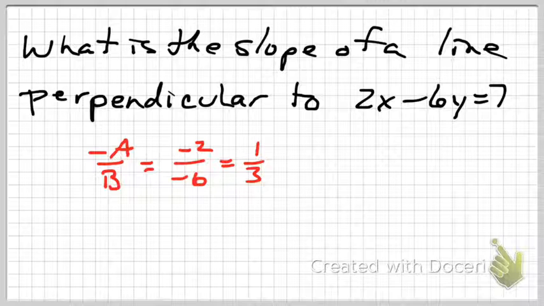1/3. Using my opposite of a over b that I just told you, we get that that equation right there has a slope of 1/3. You don't even use the 7. 7 is moot to this problem. Okay?